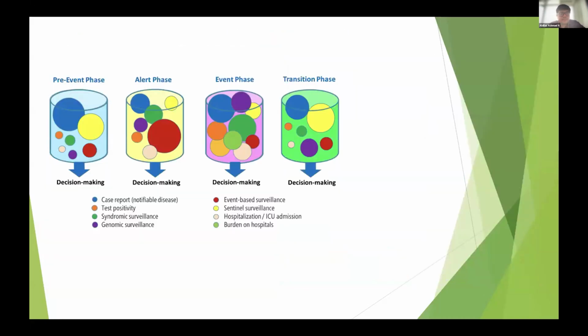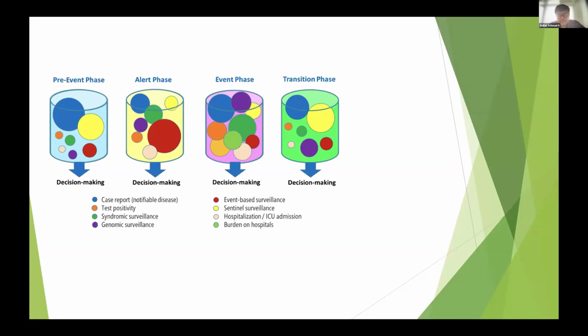This is the framework of the multi-source collaborative surveillance, which includes the pre-event phase, alert phase, event phase, and also transition phase. And you see that in every phase, we need different kinds of data. For example, case reports or network disease data are collected during the pre-event phase, and then we need others like sentinel surveillance during the pre-event phase. Another example is the alert phase. We need event-based surveillance, and then other sources are needed in different phases.